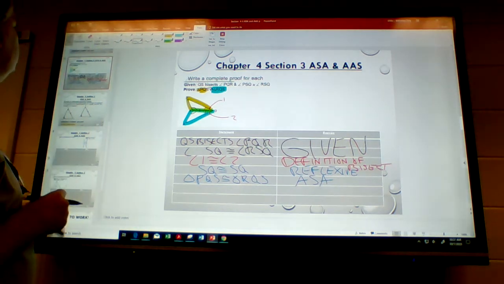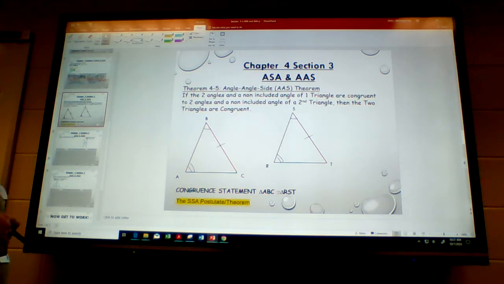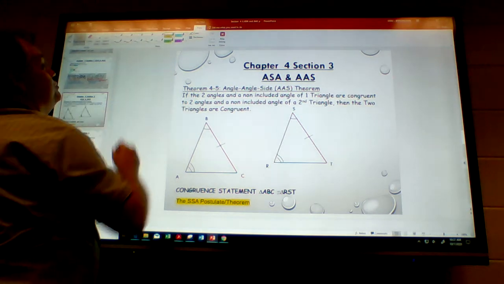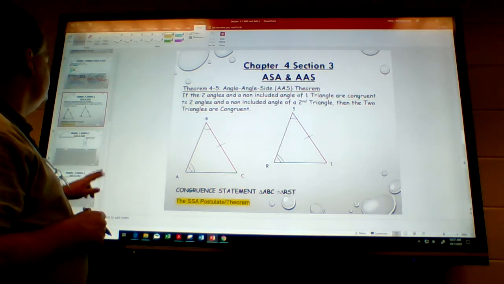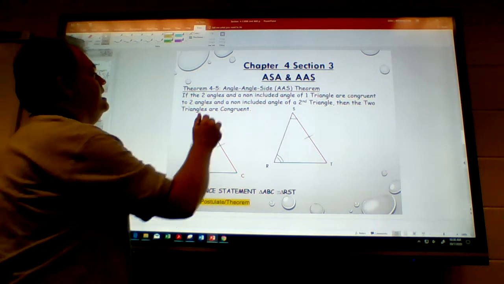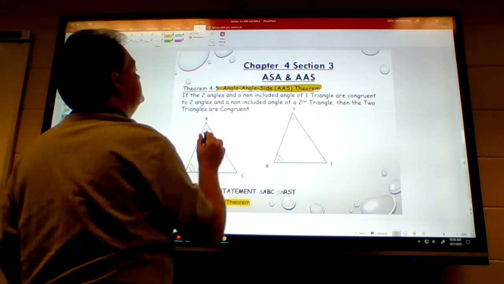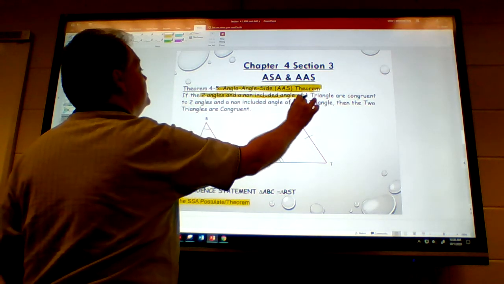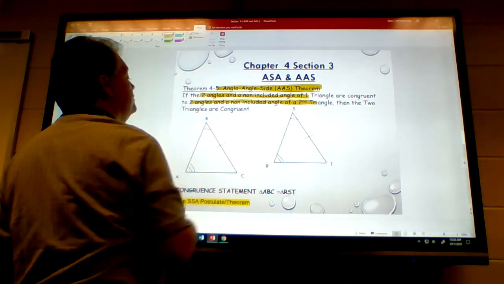All right. Now, the next one we're going to talk about is the angle-angle side theorem. It is a theorem because it can be proven. The difference between it and the other one, I'll show you in just a moment with the diagrams. Angle, side, angle. Two angles and a non-included side. Two angles and a non-included side, the two triangles are congruent.